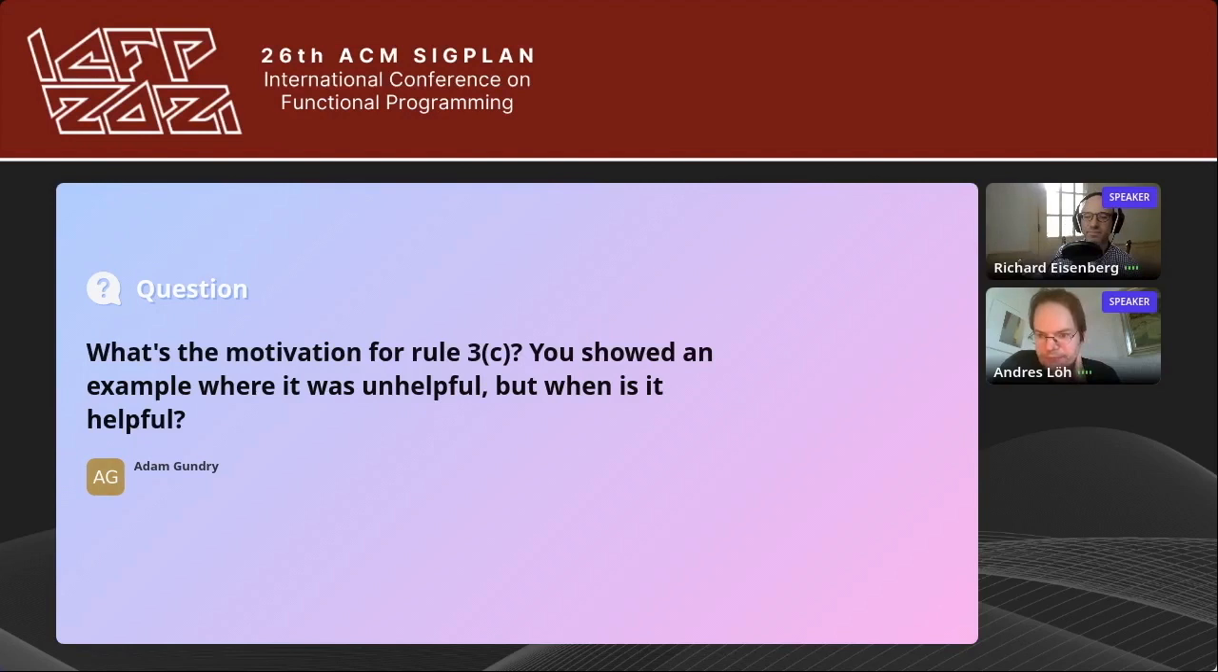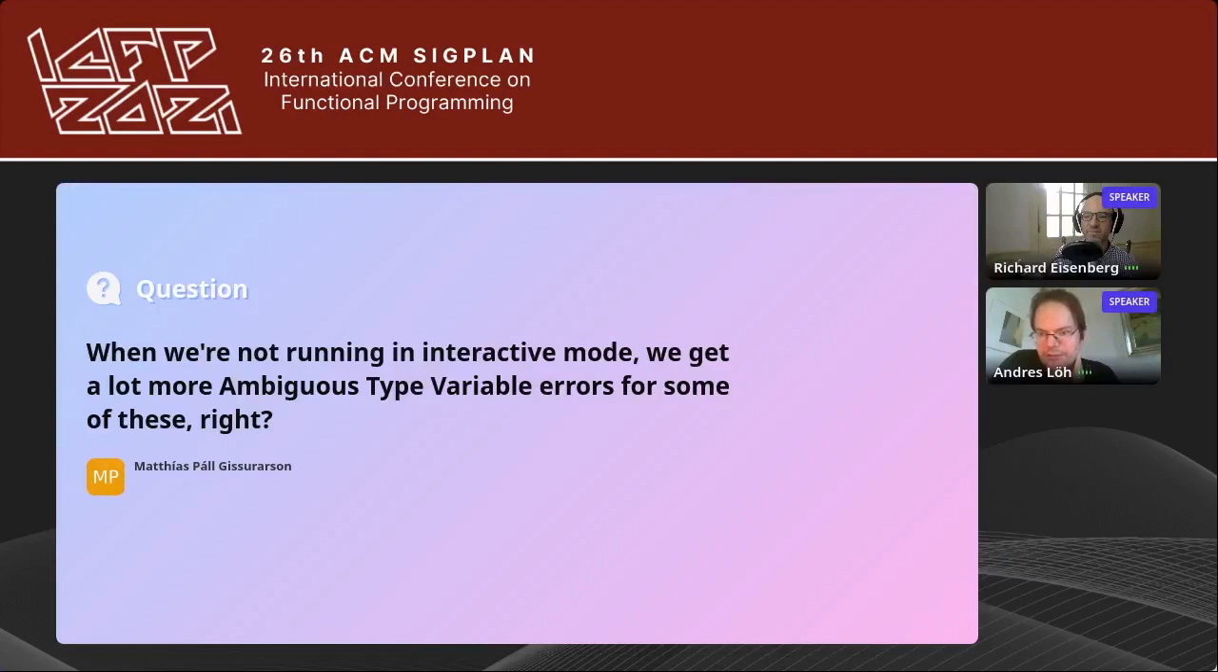Okay. Then there is a question by Matthias. When we are not running in interactive mode, we get a lot more ambiguous type variable errors for some of these, right? I guess it's a leading question. I don't think that there should be a difference between interactive mode and not interactive mode. The only real difference I can think of is that interactive mode uses something called extended default rules, which makes it more aggressive in defaulting. But I don't think any of the examples, at least in this talk, trigger those rules. So maybe we can talk offline about the example you're thinking of.